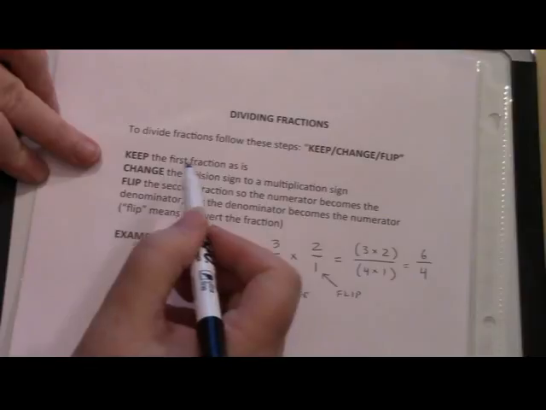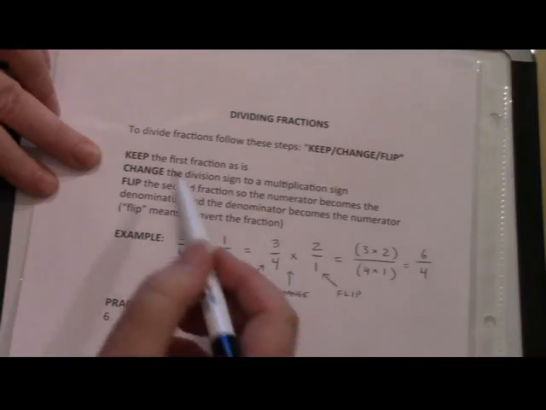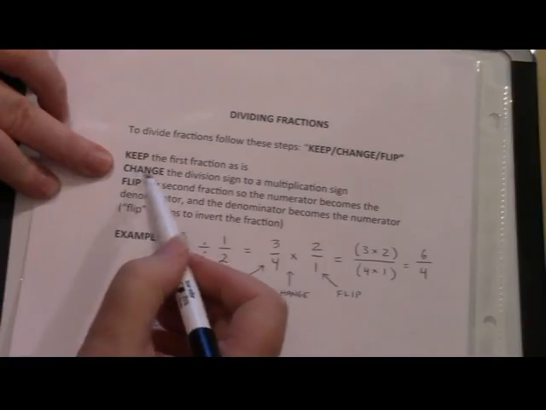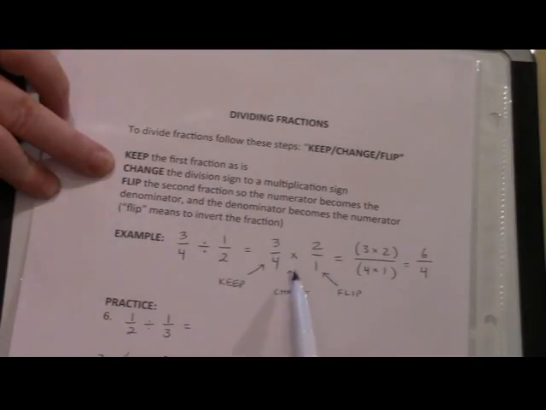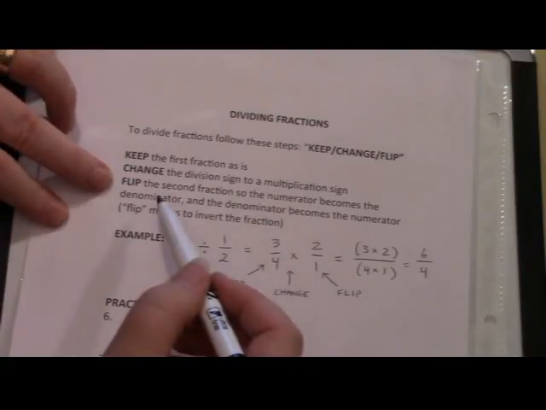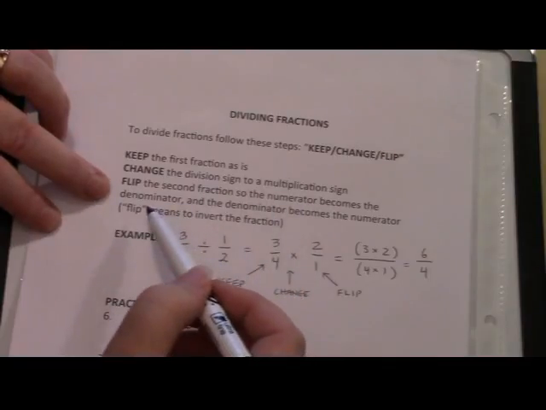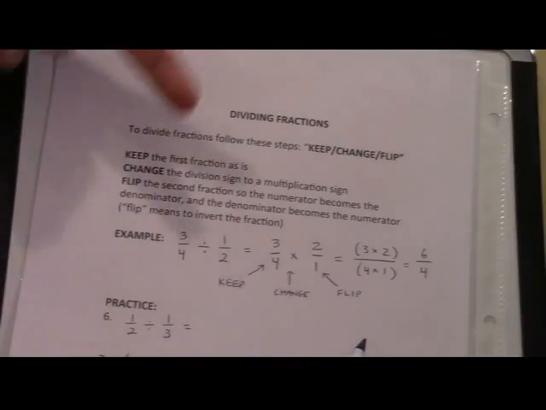We're going to keep the first fraction as is. So looking at our example of 3/4 divided by 1/2, we're going to keep the first fraction as it is. That's 3/4. Then we're going to change the division sign to a multiplication sign. Division changes to multiplication. Keep 3/4. Change to multiplication, and then we're going to flip. We're going to flip the second fraction so that the numerator becomes the denominator and the denominator becomes the numerator.